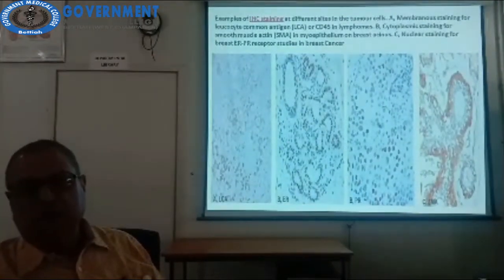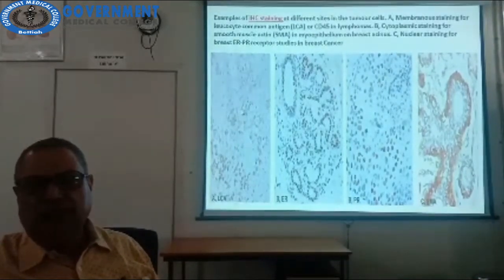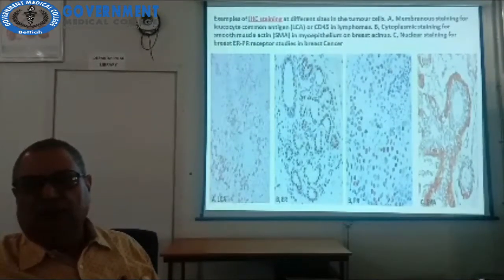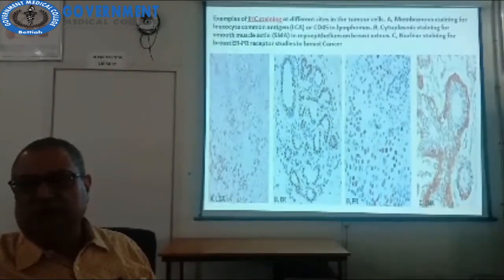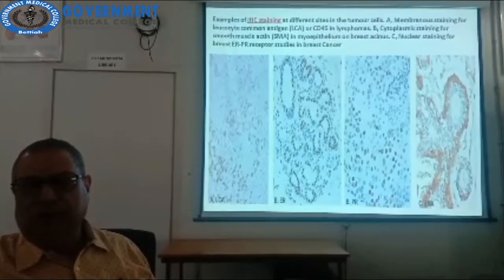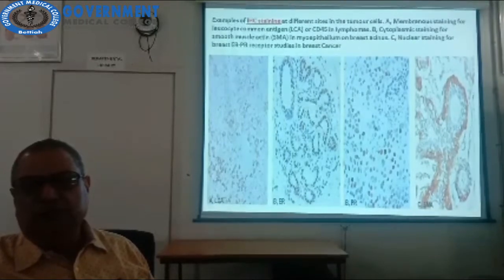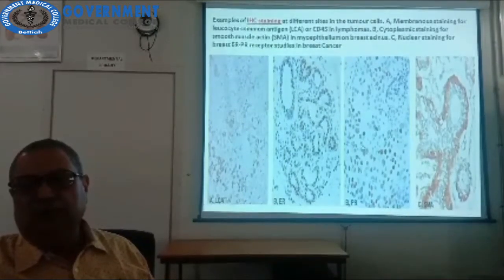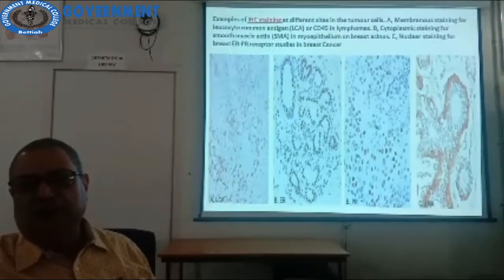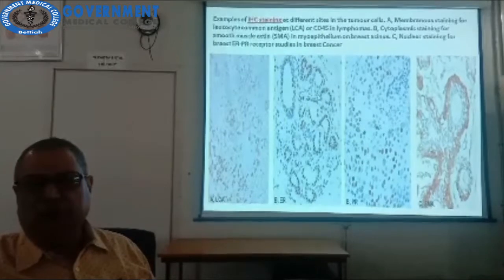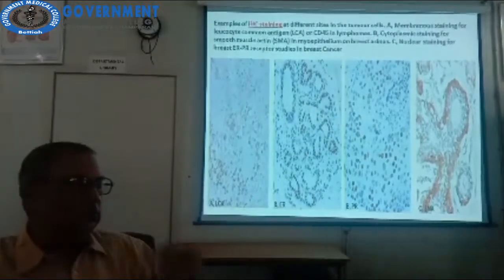This I have shown previously. This is membrane staining of the leukocyte common antigen. Or this is the cytoplasmic stain for smooth muscle actin. Here androgen receptor is positive, a nuclear stain. Here progesterone receptor is positive in the nuclei in case of breast carcinoma. Nuclei positive for estrogen receptor and progesterone receptor staining is done in cases of breast carcinoma.